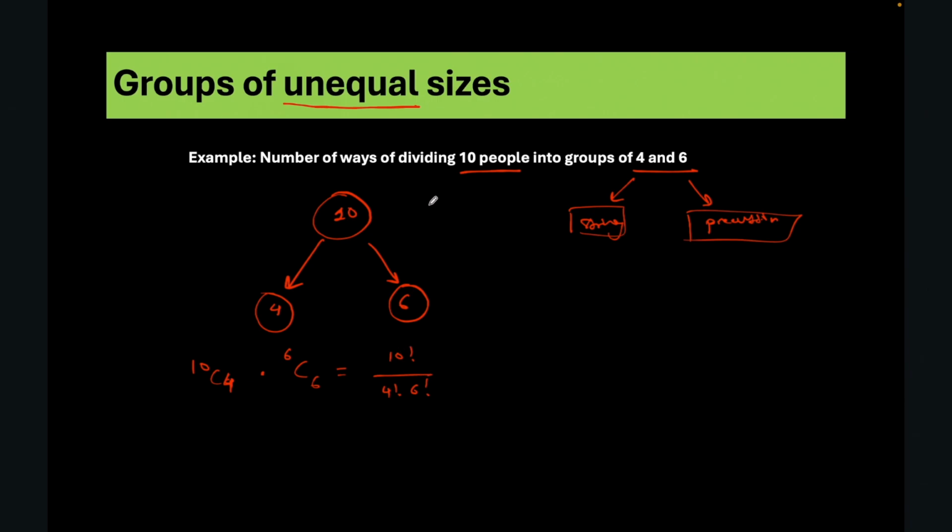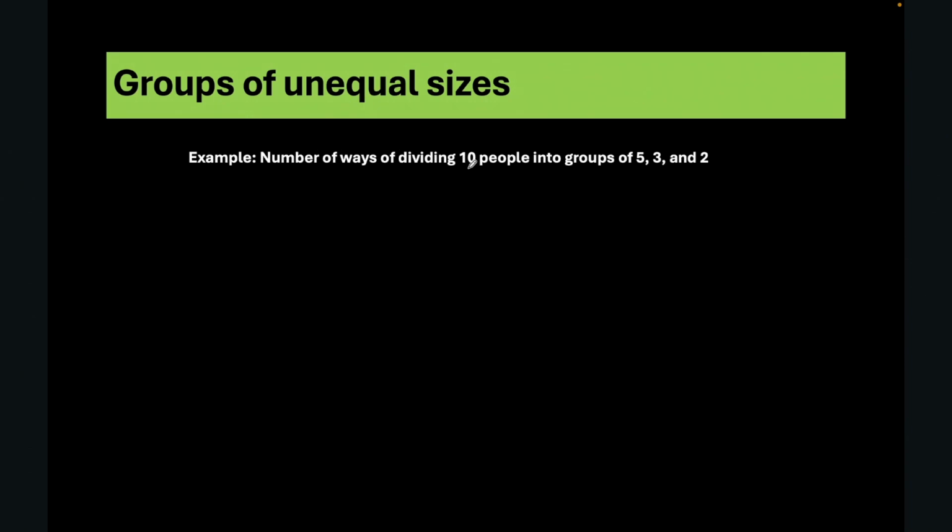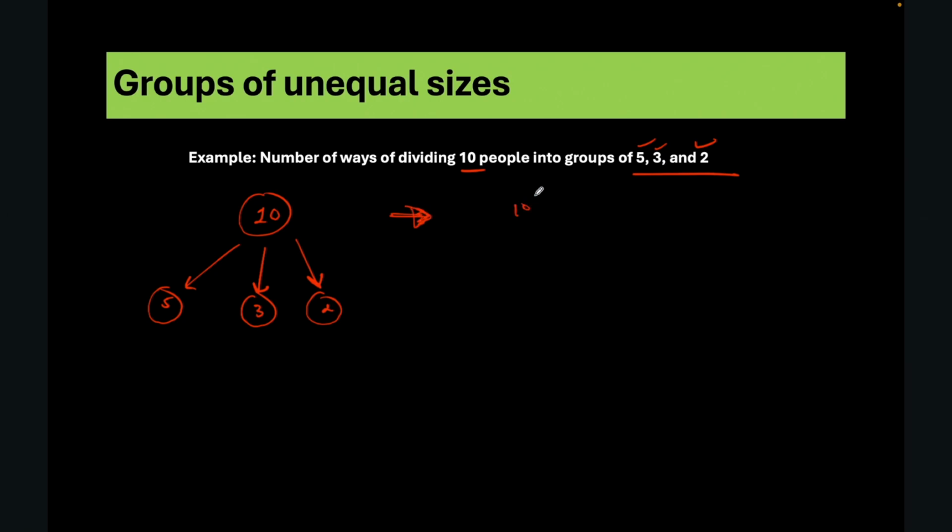Let's take another example. You have 10 people and 3 groups, of sizes 5, 3, and 2. Again, let me draw a diagram here. So I have 5, 3, 2. The shortcut would be just to write 10 factorial by 5 factorial by 3 factorial by 2 factorial. And that's it. That's all.